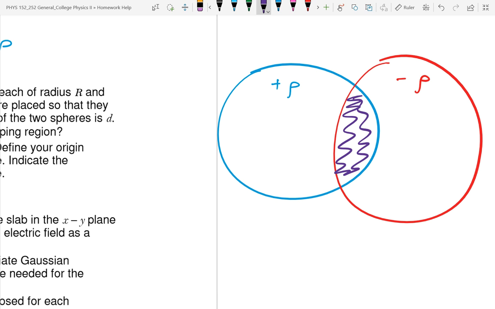So like I said, find the electric field equation due to each one of these spheres, add them up in that region of overlap. It comes out to be surprisingly easy for the answer. The work will take some work, but the answer comes out to be surprisingly easy. So if you get something super complicated, you did it wrong.